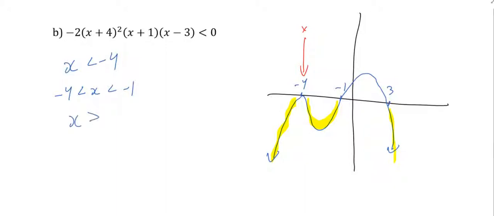X greater than 3. X is greater than 3. The graph is below, but x is bigger than 3. And if you need to, you can sub values of x in and check that. Sub 10 in and see what you get. So this one had 3 intervals where it's true. If I subbed -4 in, I'd get 0. So 0 is not less than 0. 0 is equal to 0. So that wouldn't satisfy this inequality, would it?